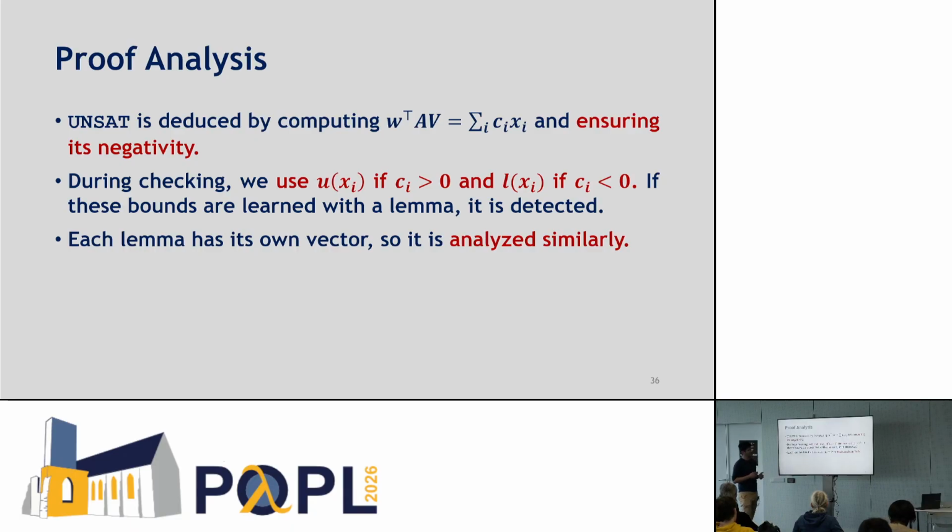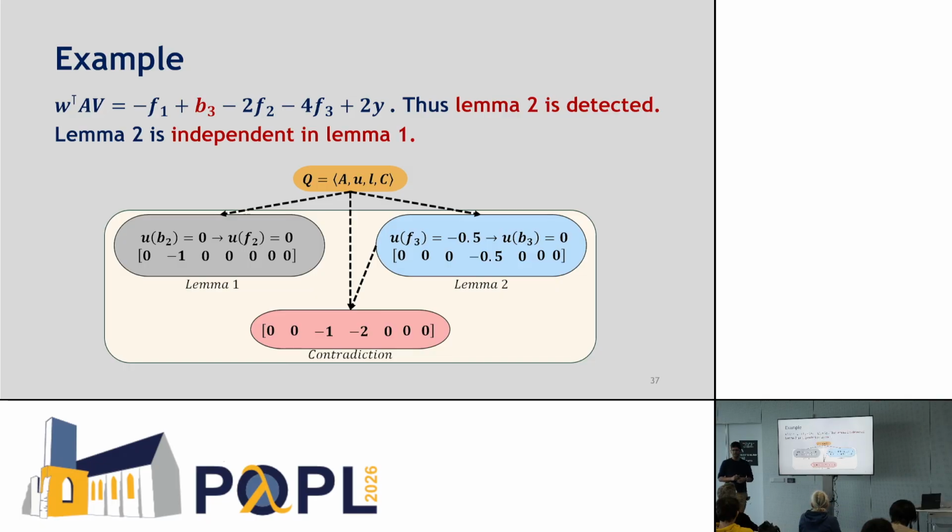So we start by marking all lemmas as not relevant, and in the backward process, we mark each lemma that we detect as relevant, and delete all the rest. And of course, each lemma has its own vector, so we can repeat the process recursively in a very similar manner. So if we go back to the example from before, we have a proof of a contradiction for our running example.